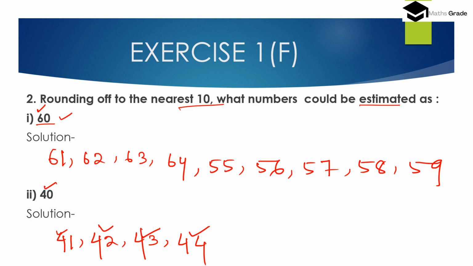Now 35. If the unit place digit is 5, then we have to add 1 to the tens place digit. Here the unit place digit is 5, equal to 5, so we add 1 to the tens place digit: 3 changes to 3 plus 1, that is 4, and this 5 changes to 0. So 35 rounded to the nearest 10 is 40.